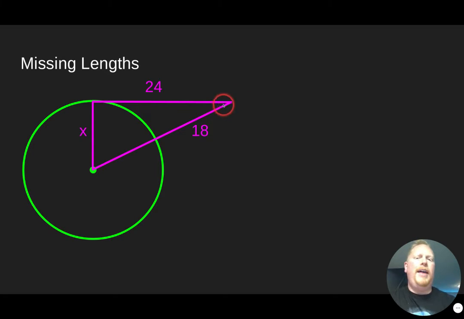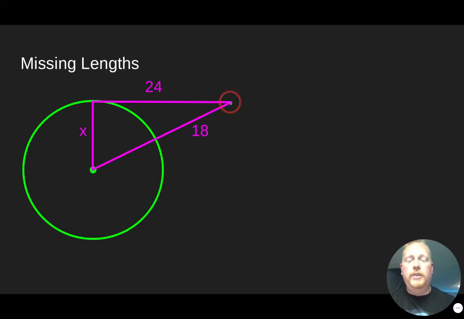Now here's a heads up, that 18 is not the full length of the hypotenuse. It couldn't be, because the hypotenuse has to be the longest side. And if this side is 24, there's no way the hypotenuse is 18. The 18 is just from the edge of the circle on out to this point in space.